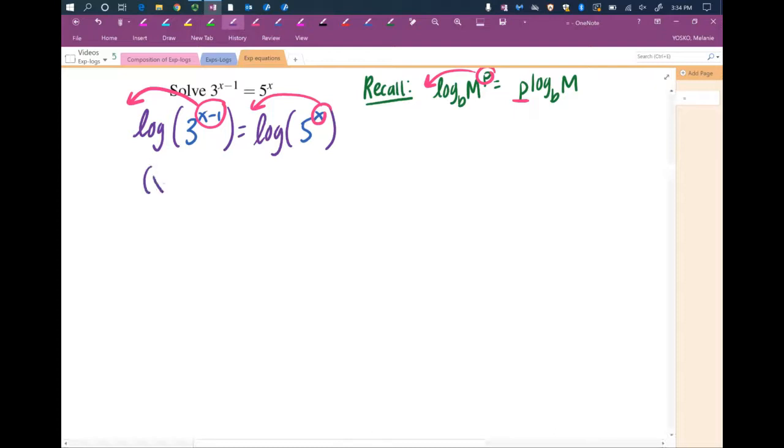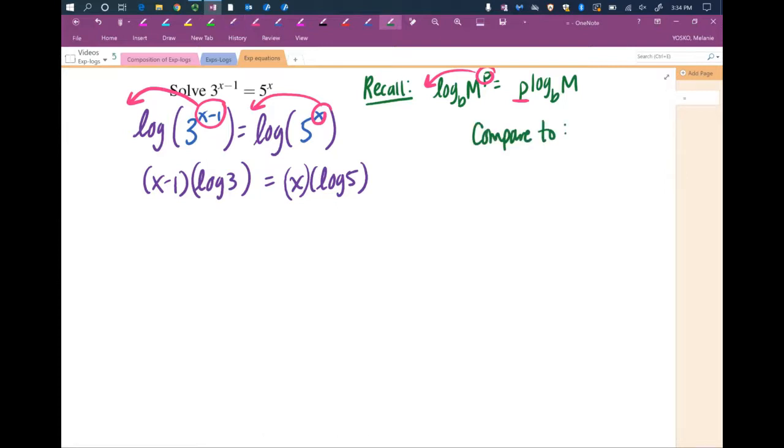So we have x minus 1 times log 3. Log 3 is a number. And then x times log 5. Log 5 is a number. Now this one, like I said, is more complicated, so let's compare this to a problem we already know how to solve. So I'm just pulling a problem out of the air. Let's see. X minus 1, instead of log 3, I'm just going to make up a number. Call it 8 equals x times 7.